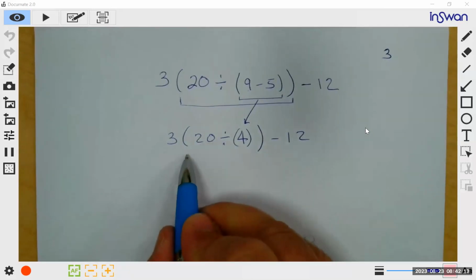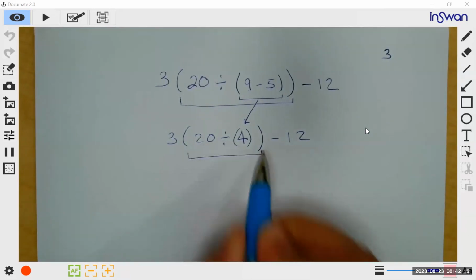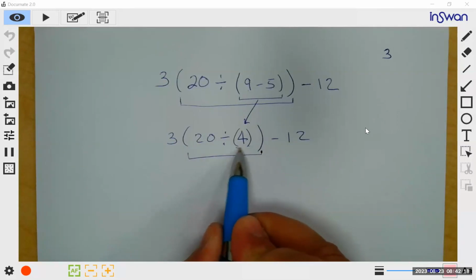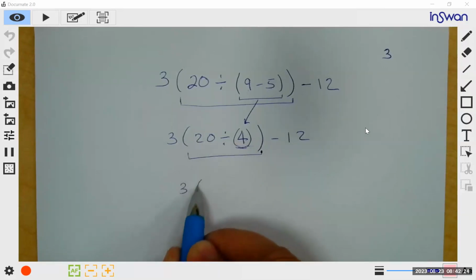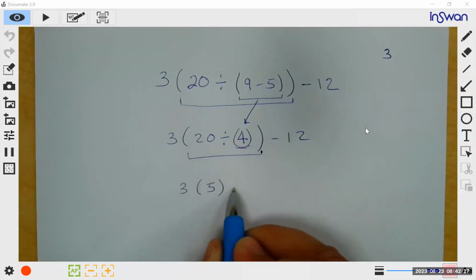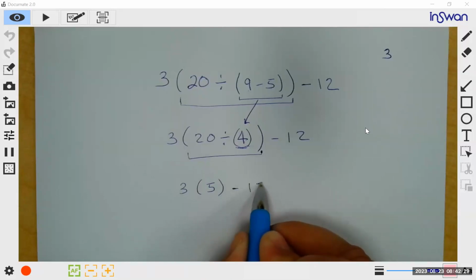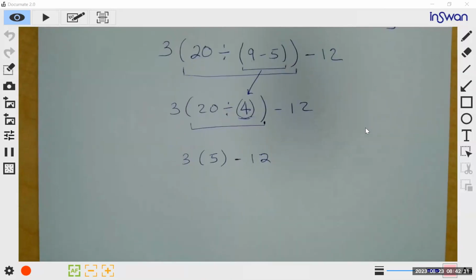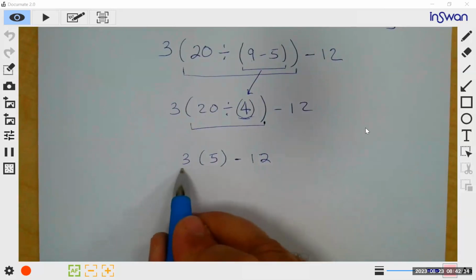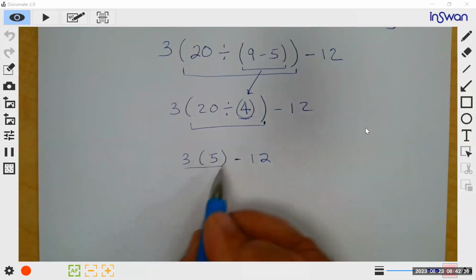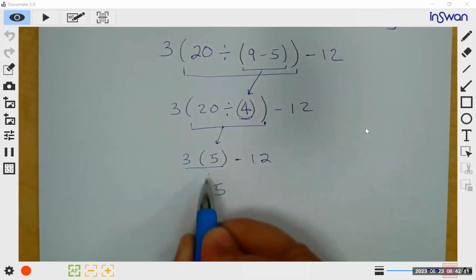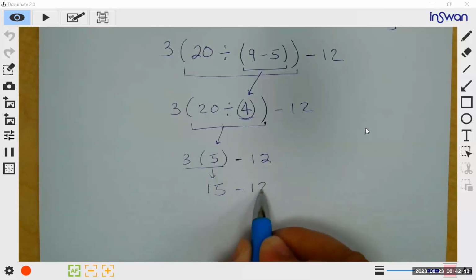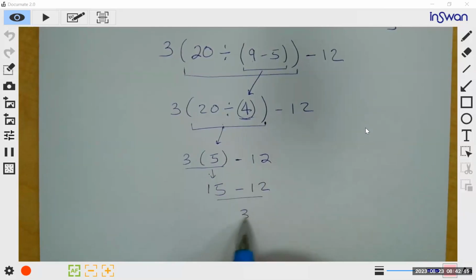Repeat the process. There's a parenthesis, it begins and ends. So we do inside here. Can we do anything inside this parenthesis? No, there's nothing there. So 20 divided by 4 is 5. We can't do anything inside there, so we do multiplication. 3 times 5. It's 15. 15 minus 12, 3.